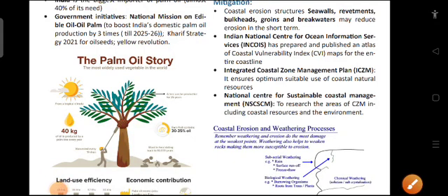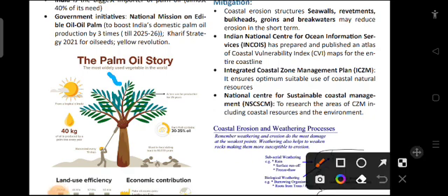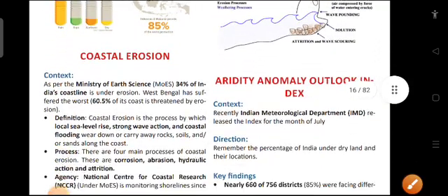Hey guys, let us begin with the Inside Current Affairs for Prelims, Insta 30. Yesterday we covered till this palm oil story, and the topic for today is coastal erosion.